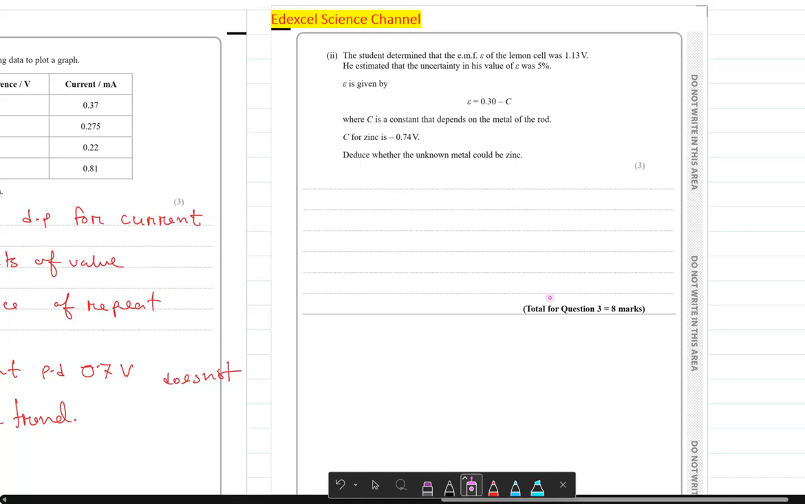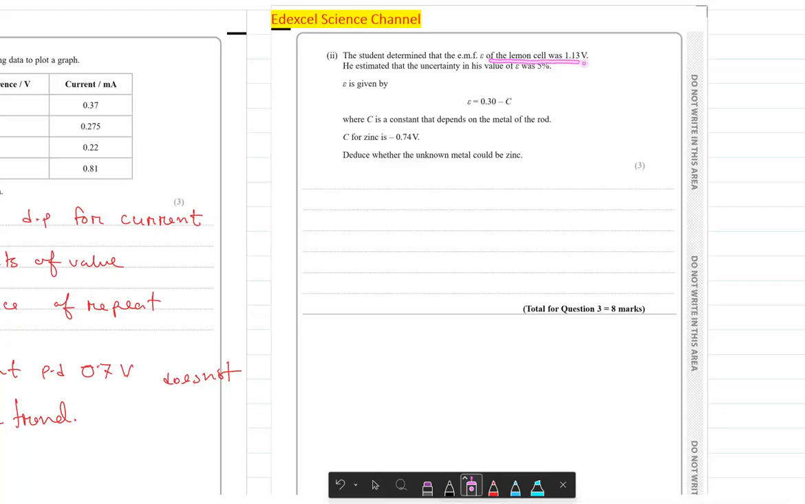Moving on to question D2. The student determined that the EMF of the lemon cell is 1.13. He estimated that the uncertainty in his value of the EMF is 5%. So the EMF is given by this equation where C is a constant that depends on the metal of the rod. C for zinc is negative 0.74 volts. Deduce whether the unknown metal could be zinc.